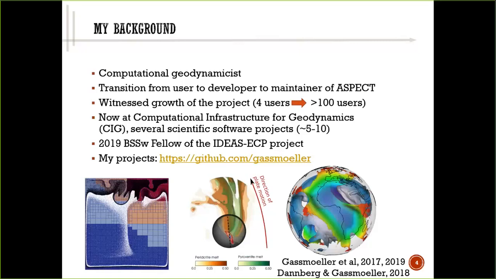I am now at the Computational Infrastructure for Geodynamics, as Osni said, and that's a project that tries to support and distribute best practices in computational geodynamics and computational earth sciences in general. And in this new position, I not only work with ASPECT, but I also work with a number of the other CIG software projects and try to help them implement best practices. And as Osni said, in 2019, I was awarded the BSSw Fellowship in order to spread this idea of software communities. If you're interested in my other projects, I have a GitHub page, and you can find a lot of information there. And I put some figures of my scientific work at the bottom of the slide.